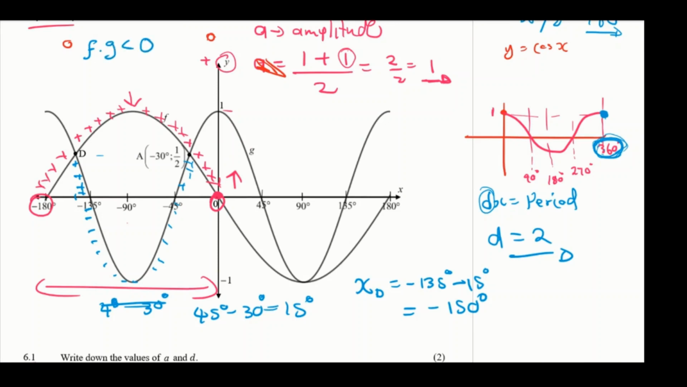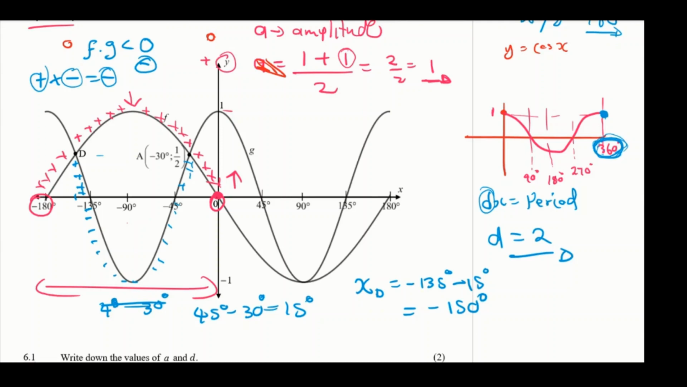Less than 0, meaning a negative solution. So where can we multiply both graphs and they give us a negative solution? If you multiply a positive by a negative, it gives you a negative. So let's look at those situations where we have a positive and a negative.